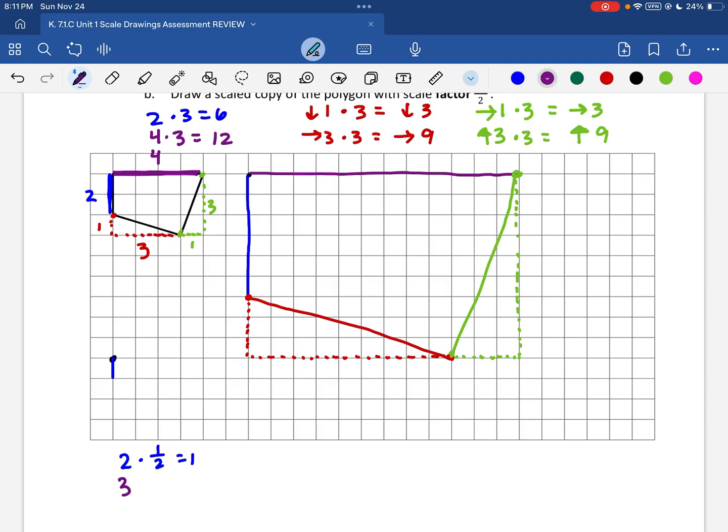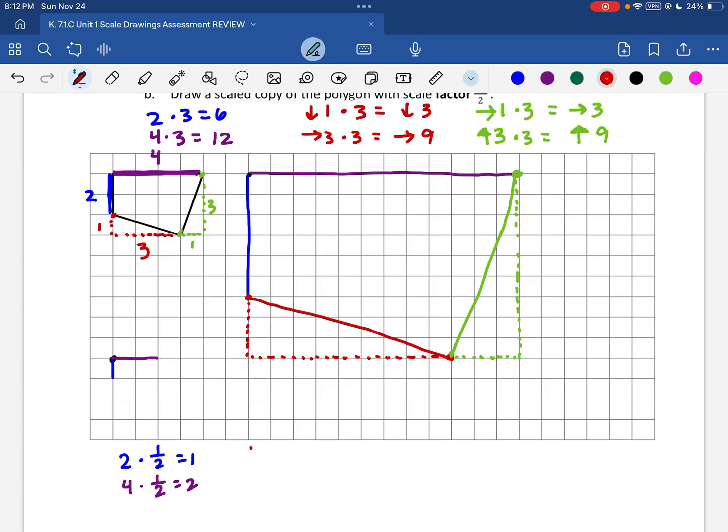And 3 multiplied by 1/2. Oops, wrong one. I'm sorry. 4 is the length that I should have done. This length here of 4. 4 multiplied by 1/2 is the length of 2. So I'm going to go over 1 and 2.